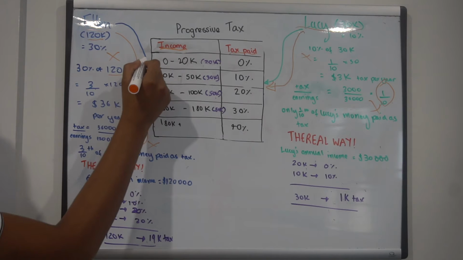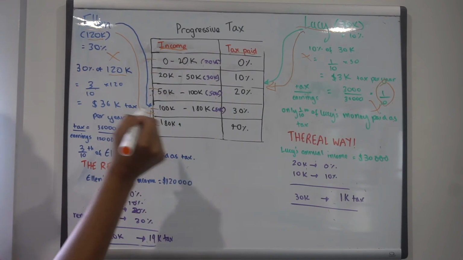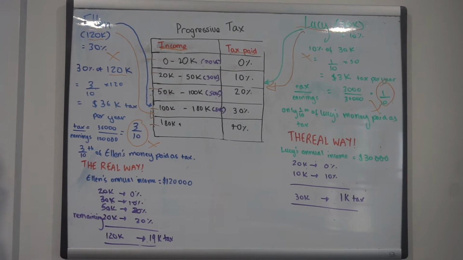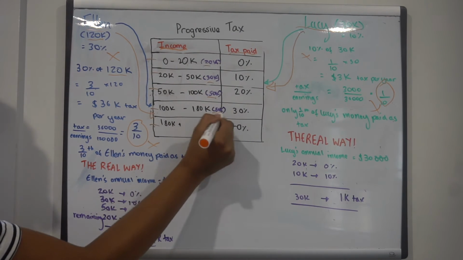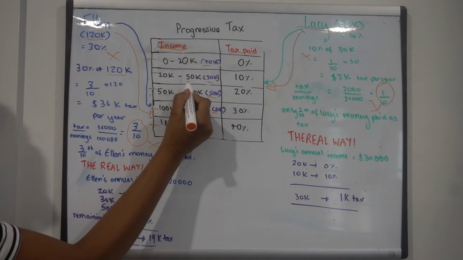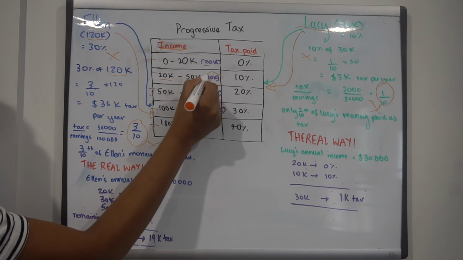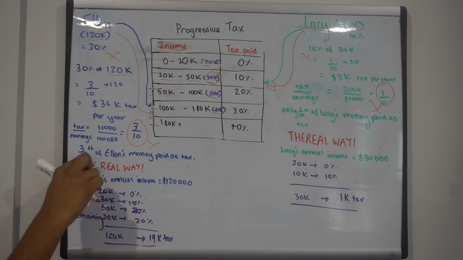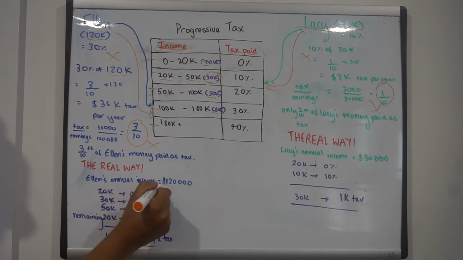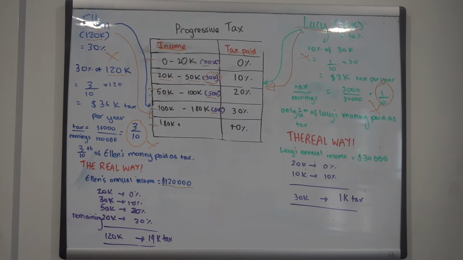Essentially, your income is split up into the different brackets in the table. So I've written the difference from the highest number to the lowest number in each income bracket in purple. For example, $50,000 take $20,000 in this bracket, it's $30,000. Now let's take a look at Ellen, who earns $120,000 per year. We're going to split up her earnings into the different tax brackets.